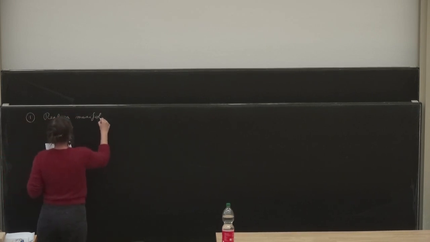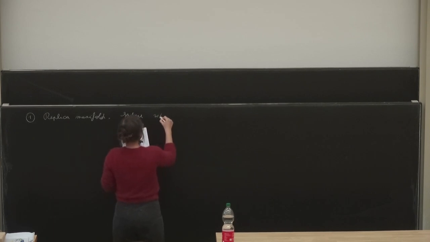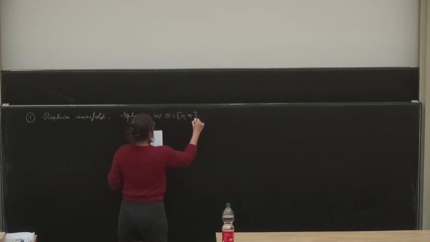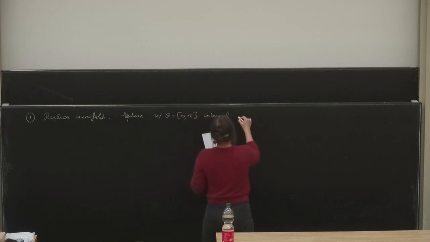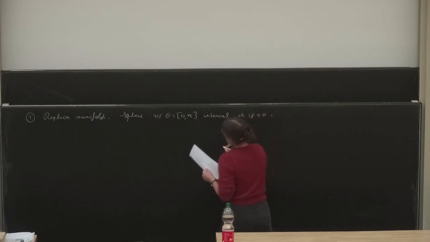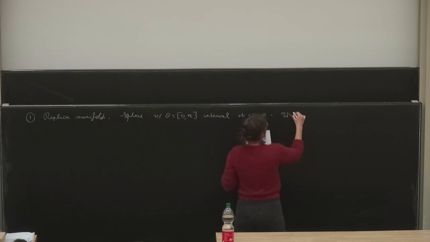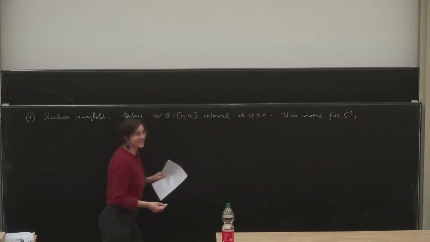Okay, the first exercise is about a replica manifold. So consider the sphere with theta in 0 to pi, your interval A, so at phi is 0 in spherical coordinates. The task is to write the metric, well, first for the sphere, which should be all right.